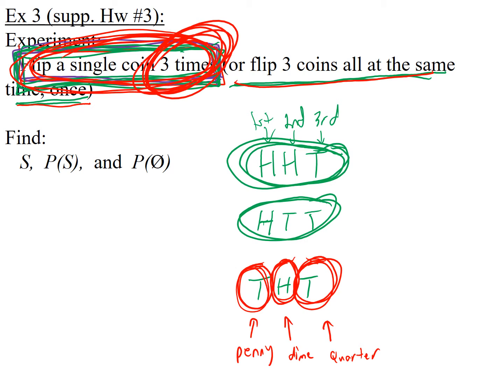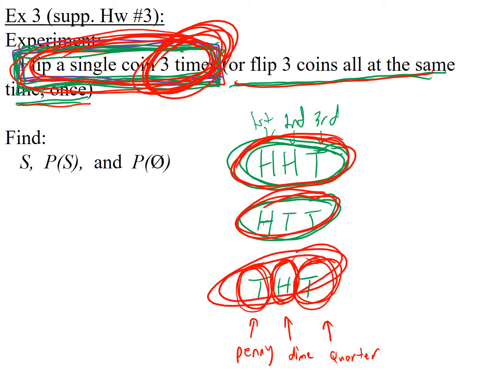Once you flip the coin 3 times, you tell me what happened, and the answers are going to look like 3 symbols. So everything I'm circling here is one outcome, this is another outcome, and this is also one outcome, made of 3 symbols, but one outcome.